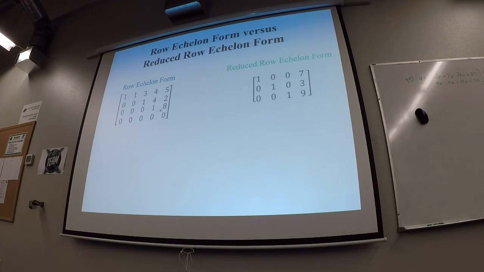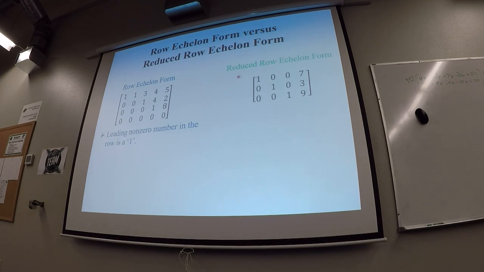Okay, so row echelon form. I need to have leading ones, and then everything else below, zero. But in reduced echelon form, I have the leading ones, and what has to be above and below those ones? Zeros. In row echelon form, I do not have to have zeros above it. Are we kind of okay with that? That is the difference between row echelon and reduced echelon form.